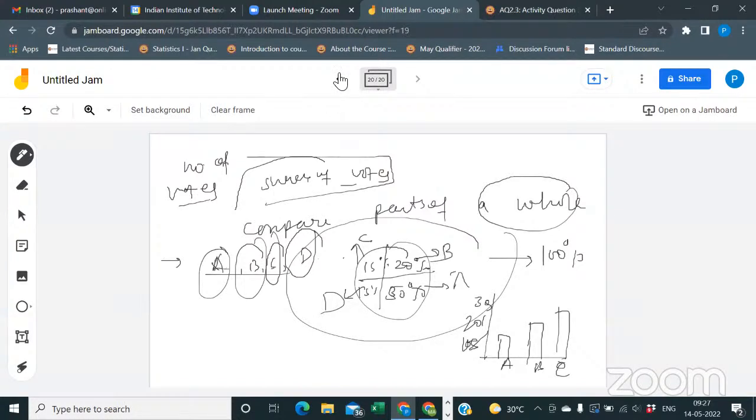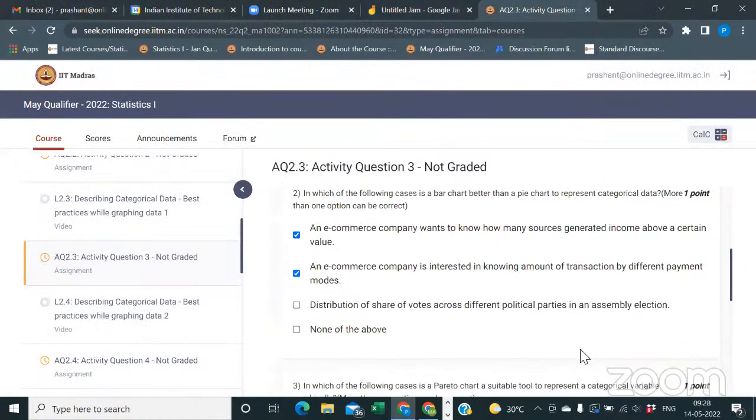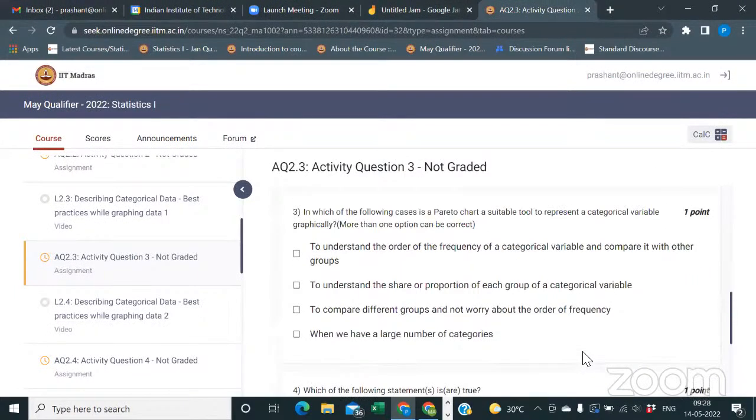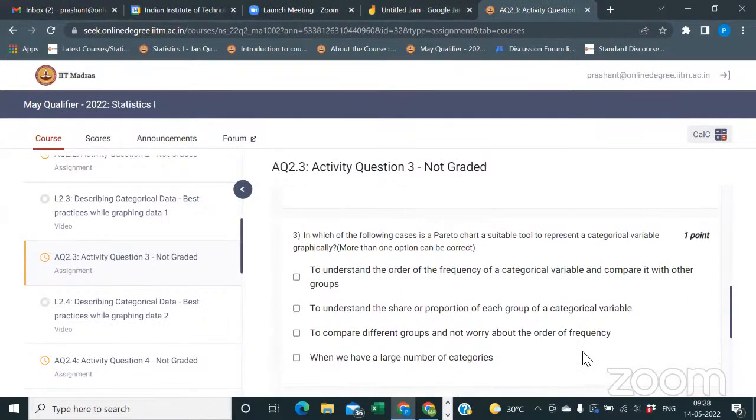Sir, in the last question, the third one, in this activity. Sir, in which activity are you asking? Activity question 2.3, the third question. So I understood it, sir. But the statement, to compare different groups and not worry about the order of frequency, sir, is it right or wrong? I'm confused in that.